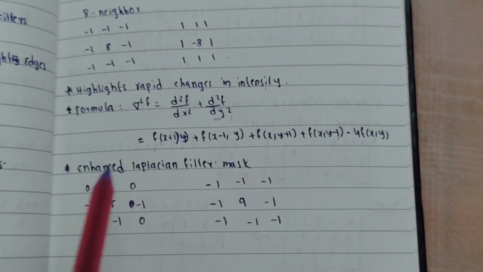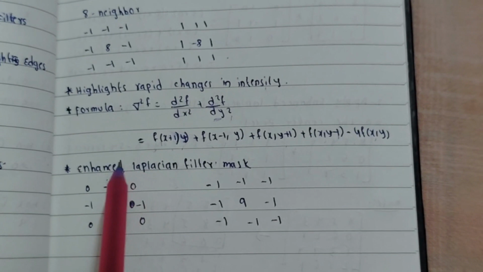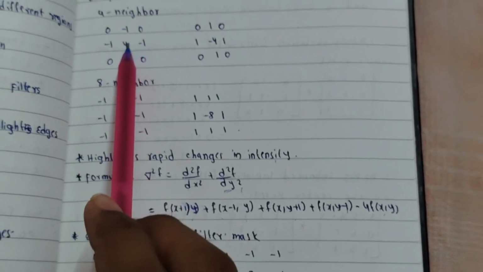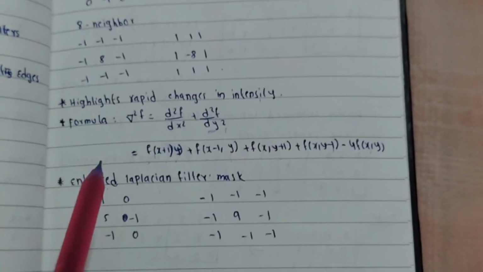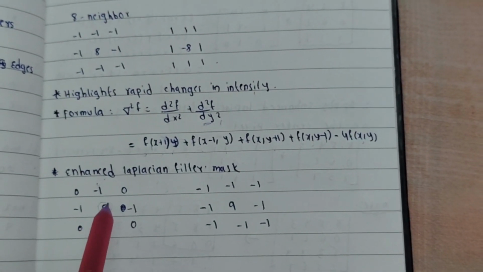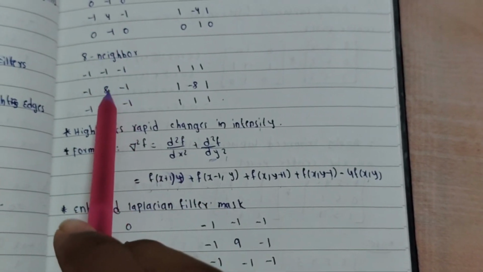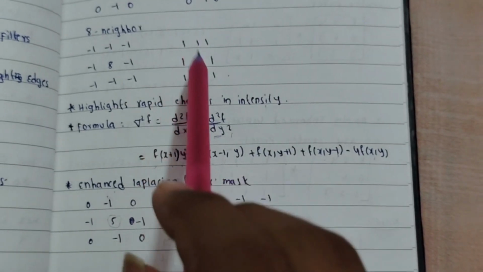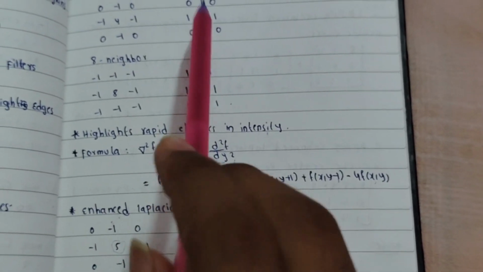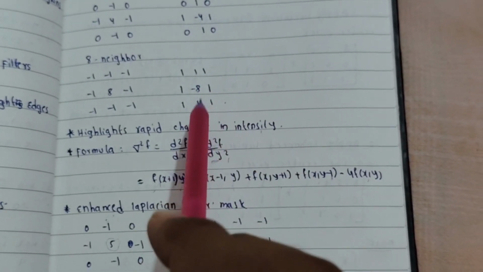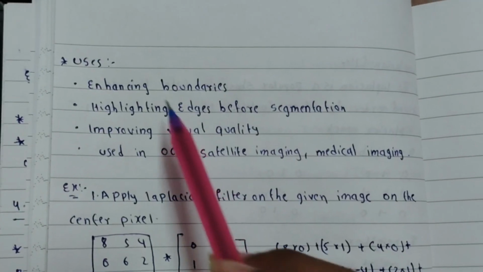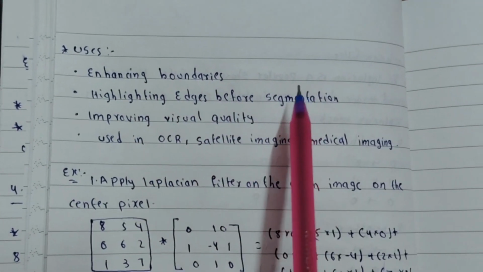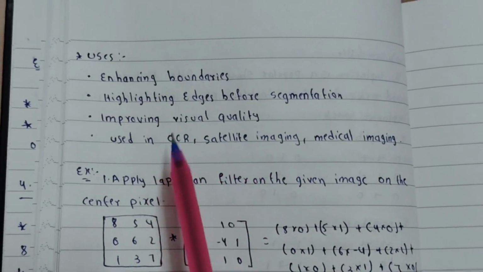And we have another filter within the Laplacian filter itself. It is called the enhanced Laplacian filter mask. The only difference is, in 4 neighbor the center value is 4, here in 4 neighbor the center value is 5. In 8 neighbor the center value is 8, here in 8 neighbor the center value is 9. Basically adding 1 or subtracting 1. Here it will do minus 5 in enhanced, minus 9 in enhanced. And the uses of these sharpening filters are enhancing boundaries, highlighting edges before segmentation, improving visual quality, and use in OCR, satellite imaging and medical imaging.